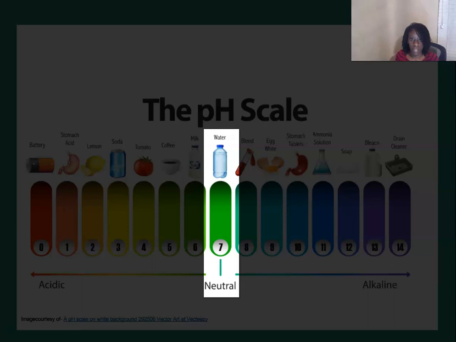When something is chemically neutral, that means that it has equal concentrations of solute, particularly in this case, equal concentrations of hydrogen ion solute and hydroxide ion solute. So this is where we find pure water. Pure water is chemically neutral. It has a pH of 7 because it has equal concentrations of hydrogen ion and hydroxide ion.